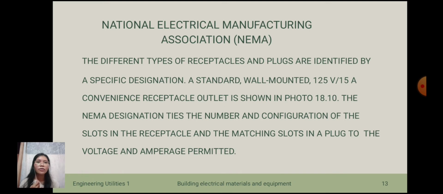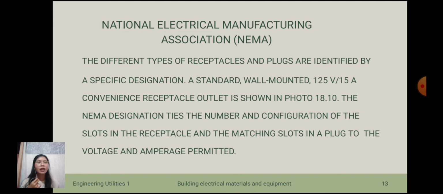According to National Electrical Manufacturers Association or NEMA standards, the different types of receptacles and plugs are identified by a specific designation. A standard wall-mounted 125 volt, 15 ampere convenience receptacle outlet is shown in photo 18.10. The NEMA designation ties the numbers and configuration of the slots in the receptacles and the matching slots in a plug to the voltage and amperage permitted.